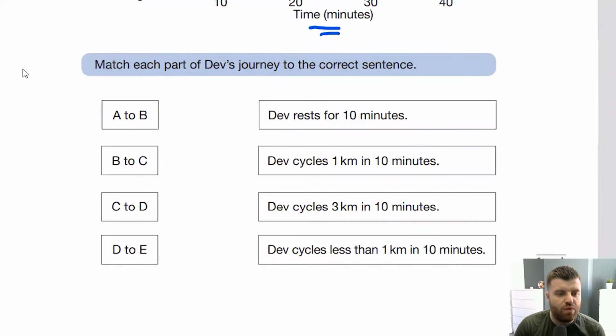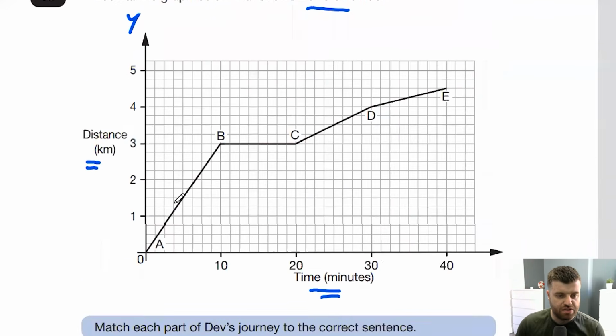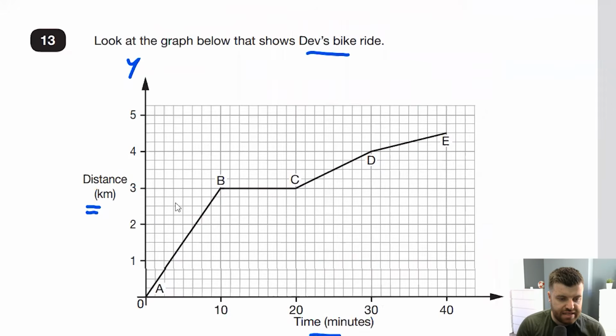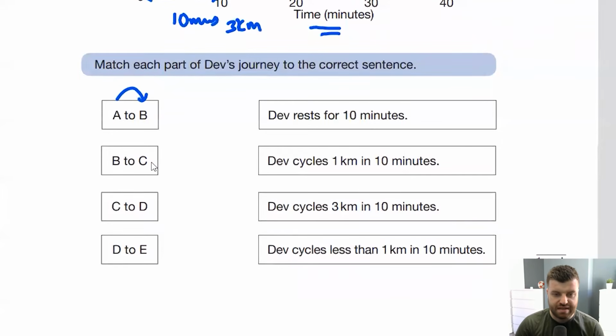So we need to figure out what's happening between A and B, and then we'll come back down and put our answer in. So between A and B is this here. This is 10 minutes, and he has traveled from 0 to 3. So that is 3 kilometers. So from A to B, he has traveled 3 kilometers in 10 minutes. Let's see if that's an answer here. Yes, let's match that up.